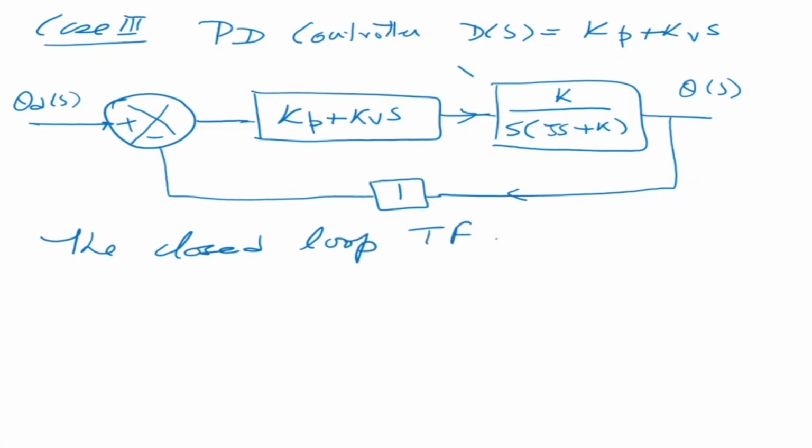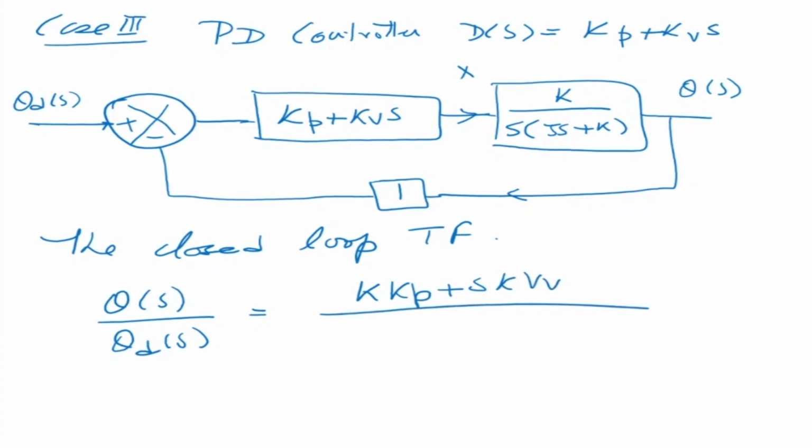So the closed loop transfer function, how do we get it? We get G(s) by 1 plus G(s)H(s). So what we do get is theta s divided by theta d(s) is equal to (K Kp plus s into K Kv) divided by (J into s squared plus s into (f plus K Kv) plus K Kp). So our characteristic equation is in the denominator. This is what we get.